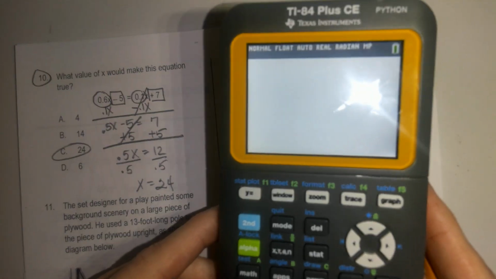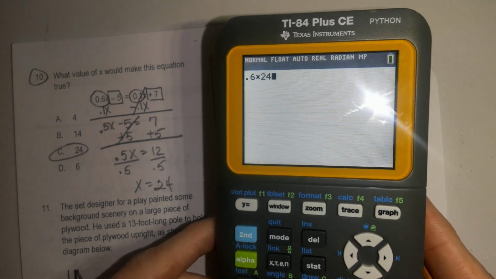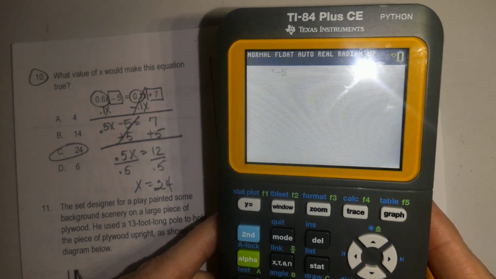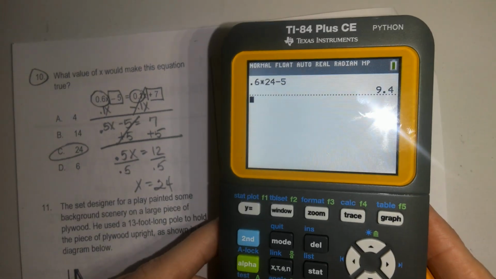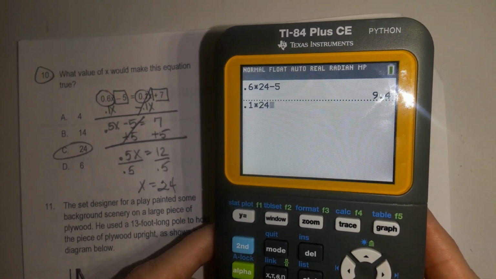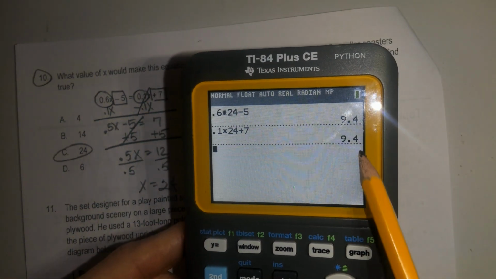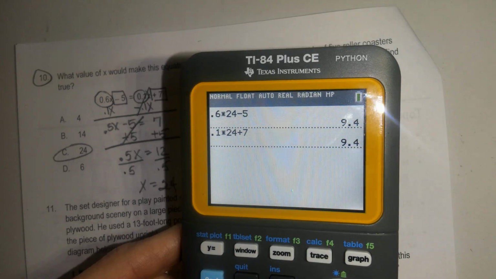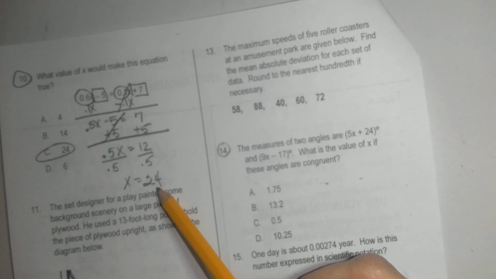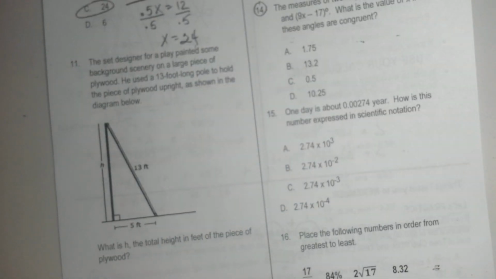Okay, so now I just did that really quick in front of you. But also remember, if you just have multiple choice answers, what are you going to do? You're going to use your calculator. 0.6 times 24 minus 5. Enter. 9.4. Go to side 2. 0.1 times 24 plus 7. Side 1 equals side 2 if and only if x equals 24. You understand? Side 1 is not going to equal side 2 for these other ones. So understand, it gets a little bit easier, but you get just fewer questions.